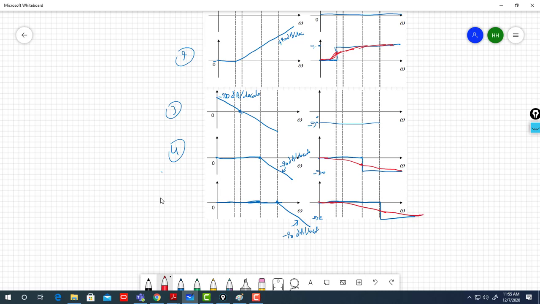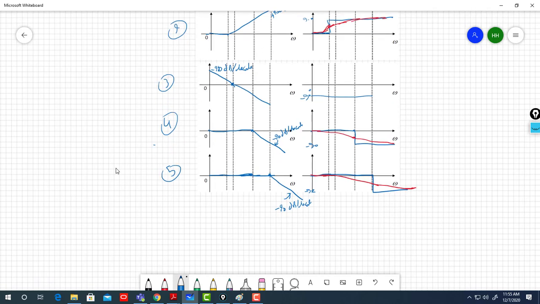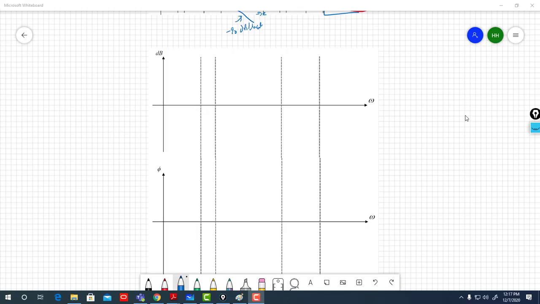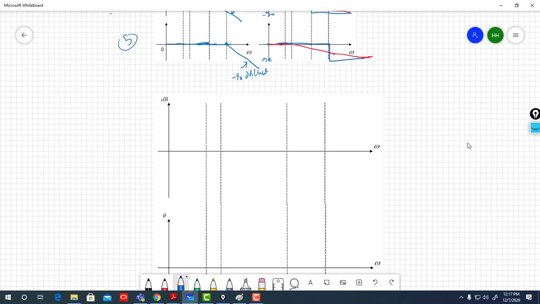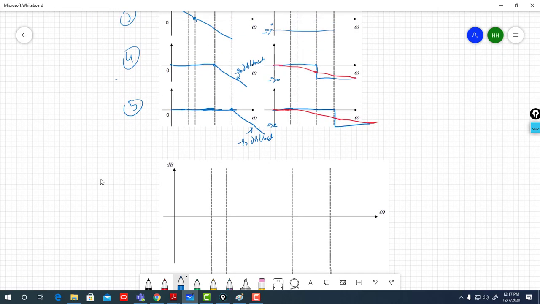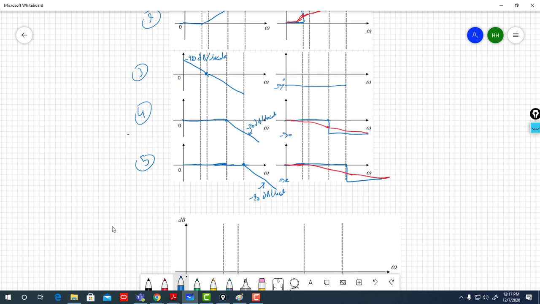minus 45. Alright, so now you add all of the magnitudes together to get the Bode diagram, and you add all the phases together to get the phase. Basically that's how we draw the phase. So now we will add them all together. Let's start with the magnitude and add all of them together.